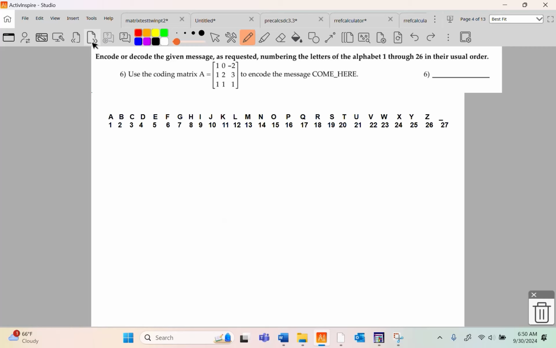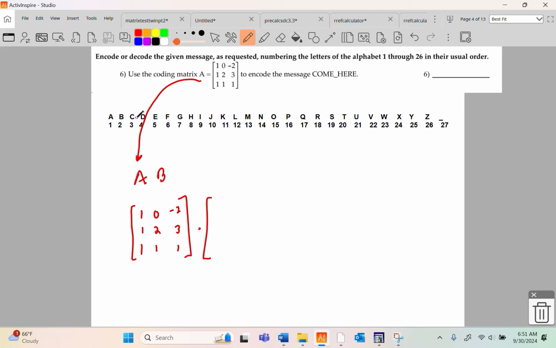Use the coding matrix to encode the message "come here." Now, what we're going to do is take this matrix A, and it's going to be first. It's always first. So we're going to multiply it by B, which is going to be the encoding of this. So if we were doing this on paper, it'd look like this. And we're going to have to encode "come here." So the letter C is a 3. We're going to work our way down. The letter O is a 15. The letter M is a 13. The letter E is a 5.